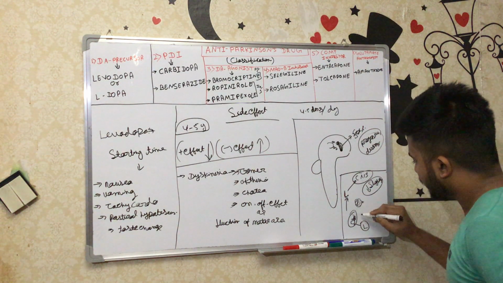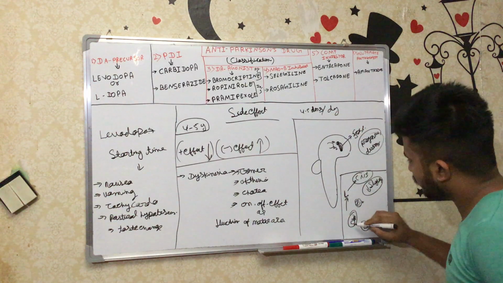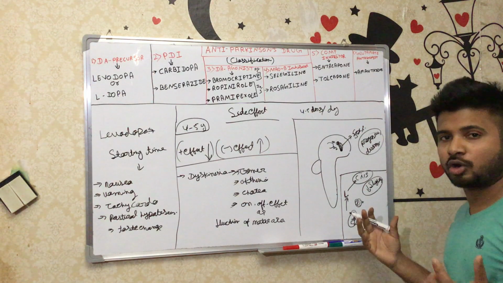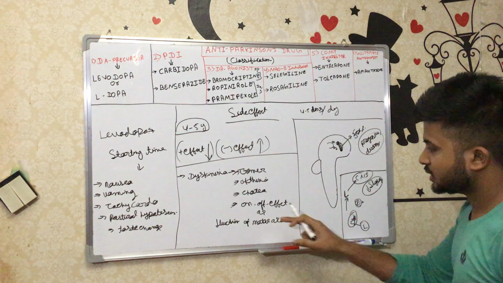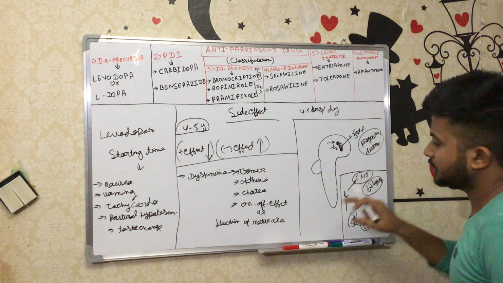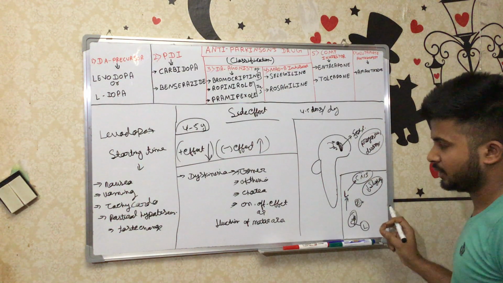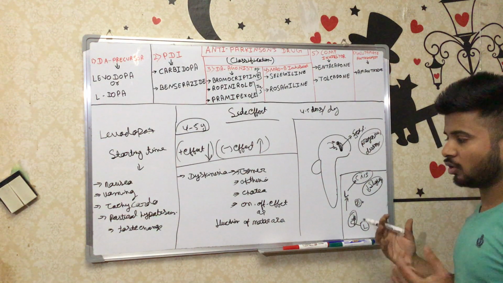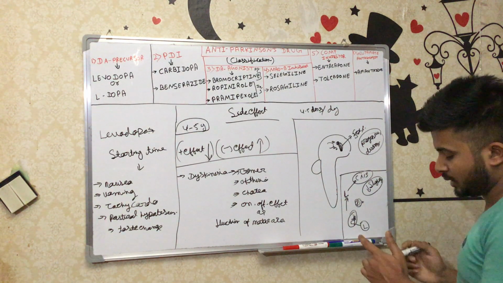And after 10 minutes, whenever the next levodopa reaches the CNS, then the on effect comes, and finally they move and a normal condition is there. So this mechanism, or this problem, is called the on-off effect. For 10 minutes it can be off, then for 10 minutes it's on. So it is a fluctuation of the motor area.